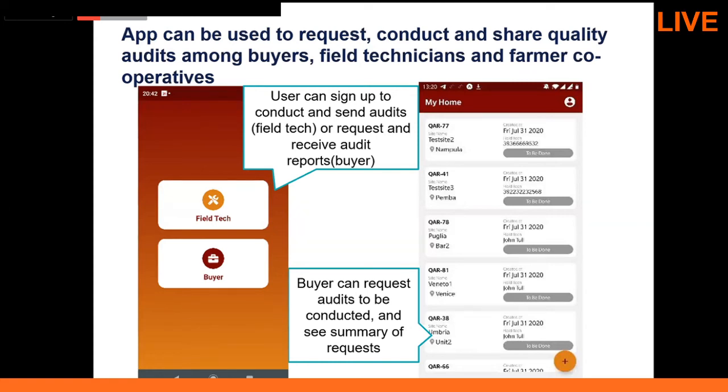So you can see here a couple of examples. You have either a field tech or a buyer interface. The user can sign up to either conduct and send audits as a field tech or to request and receive those quality audits as a buyer. You can see the buyer has a view on audits to be requested. This is the mobile version. The dashboard is much more comprehensive on your computer.